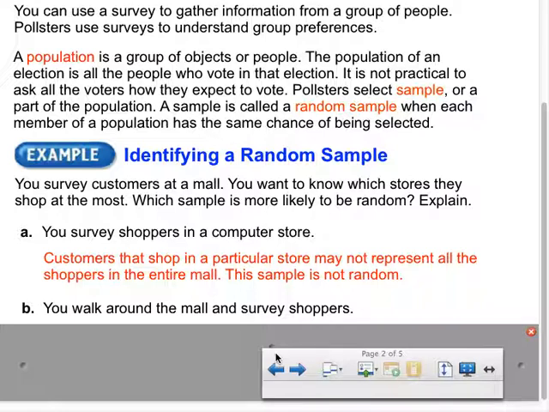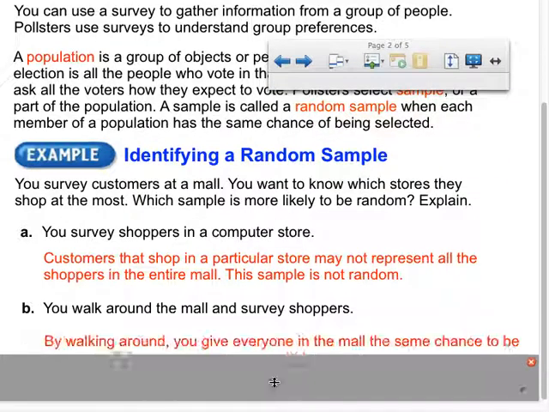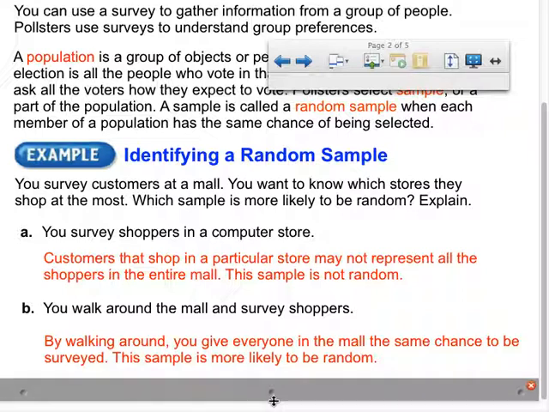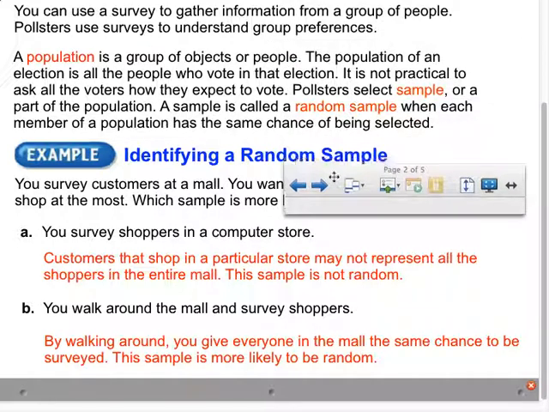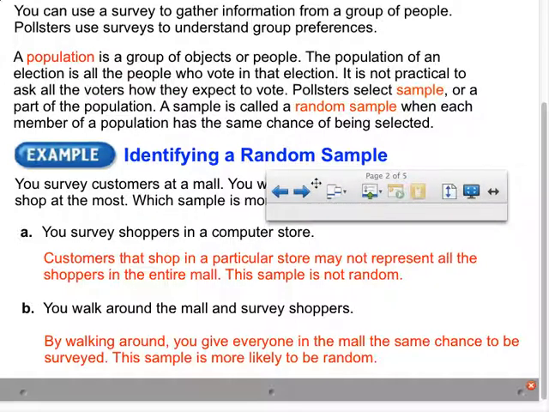How about the next one? You walk around the mall and survey shoppers. That's more likely to be random, right? Here's the book explanation. By walking around, you give everyone in the mall the same chance to be surveyed. This sample is more likely to be random. All right, pretty easy so far. Any questions about what a random sample is? In order for it to be a random sample, everybody needs to have the same possibility of being selected for the survey. Okay? Any questions about this material?